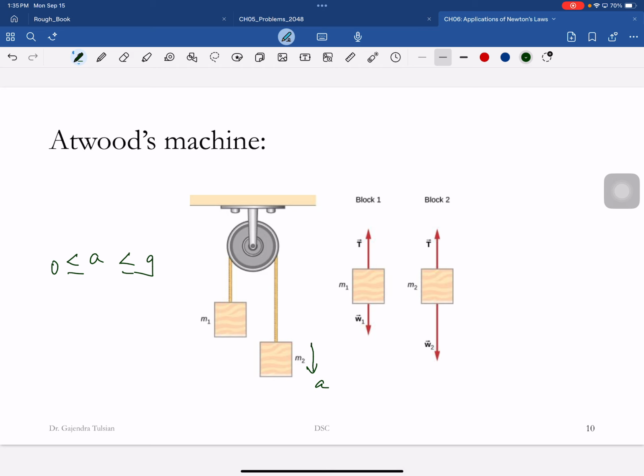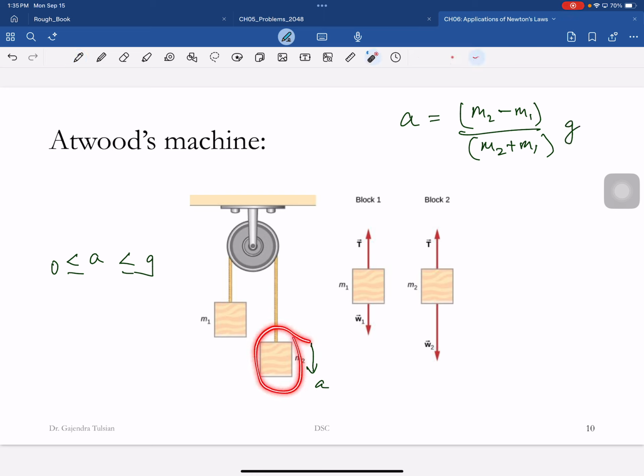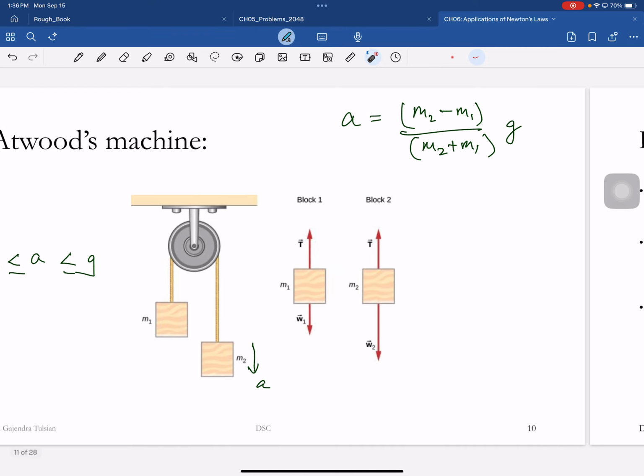And we'll see later, again, you're using massless pulleys, so the tension here is the same as the tension there. And the acceleration works out to be m2 minus m1 divided by m2 plus m1 times g. Okay. That's assuming m2 is greater than m1. Okay, so here is a machine where you can tune the acceleration to be any value between these two. Anywhere there.